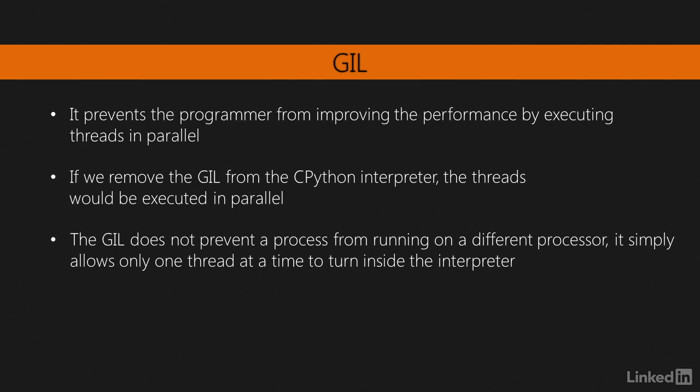The fact is that the GIL prevents the programmer from improving the performance by executing threads in parallel. If we remove the GIL from the CPython interpreter, the threads would be executed in parallel. The GIL does not prevent a process from running on a different processor, it simply allows only one thread at a time to run inside the interpreter.